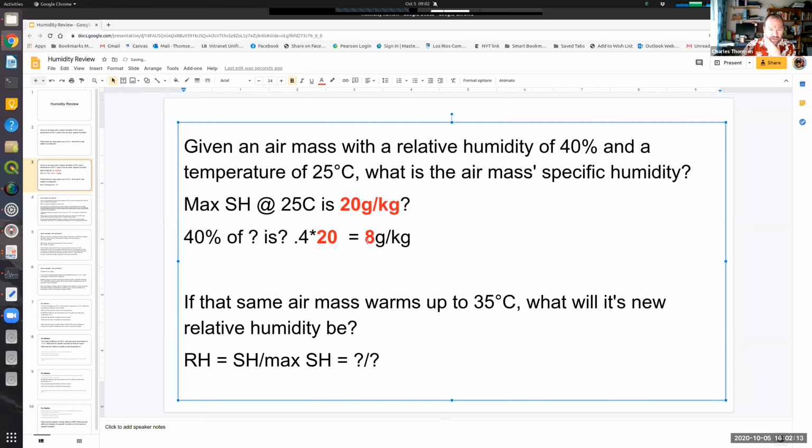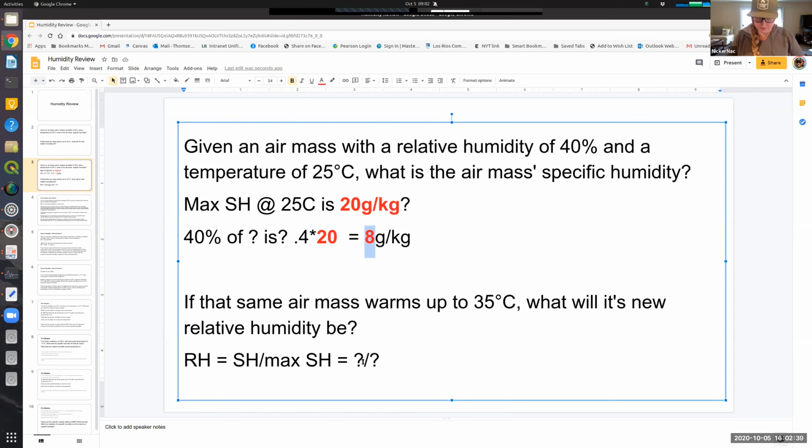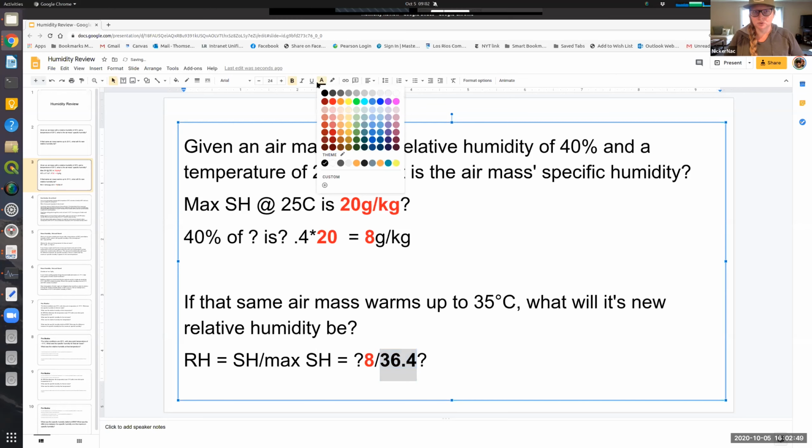Okay, so now we've got 8 grams. So the specific humidity is 8 grams. So if that warms up to 35, what's the new relative humidity? So then we have to find, for 35 would be 36.4. So then we would go 8 divided by 36.4. Yep. And then I got 21.978, but I rounded up to 22.